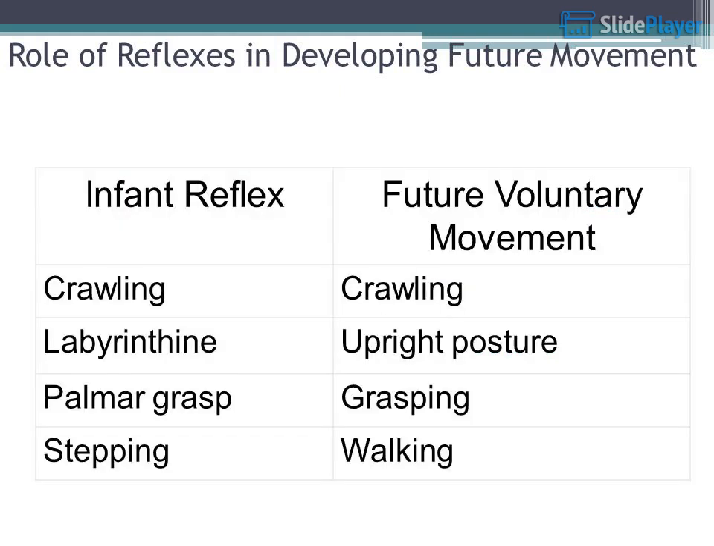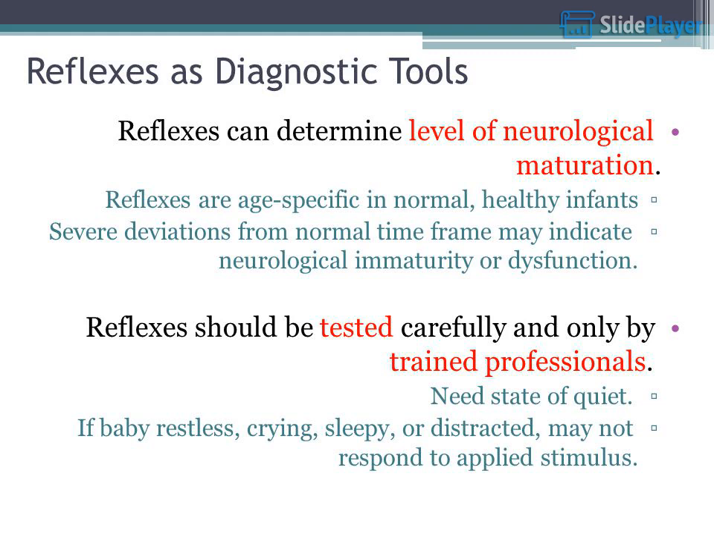Examples? Role of reflexes in developing future movement. Infant reflex, future voluntary movement: crawling, labyrinthine, upright posture, palmar grasp, grasping, stepping, walking.